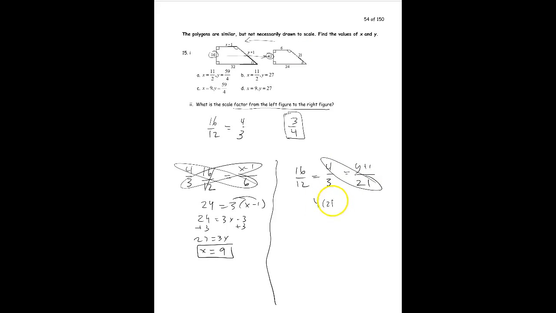4 times 21 equals 3 times y plus 1. 4 times 21 is 84. Distribute that 3y plus 3. Subtract 3 from both sides. 81 equals 3y. Y is 27 by dividing both sides by 3. So 9 and 27 would give us choice D.